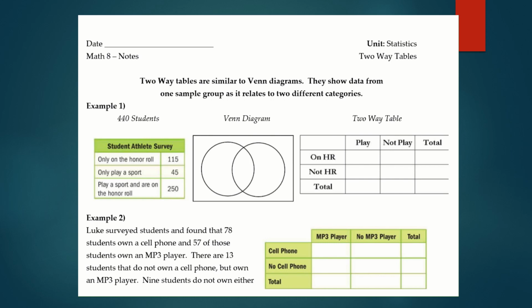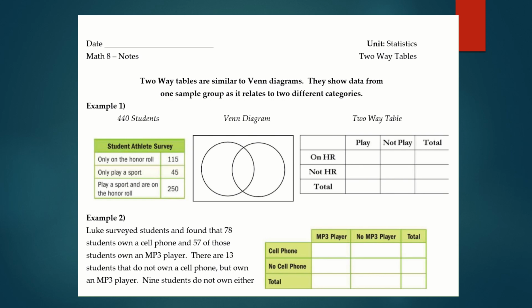So in our sample group, there might be students that are only on the honor roll and do not play a sport at all. There might be students that play a sport, but they are not on the honor roll. There might be students that are on the honor roll and they play a sport. And there might be students that are not on the honor roll and don't play a sport. So we're making all of these different categories based off of our sample group.